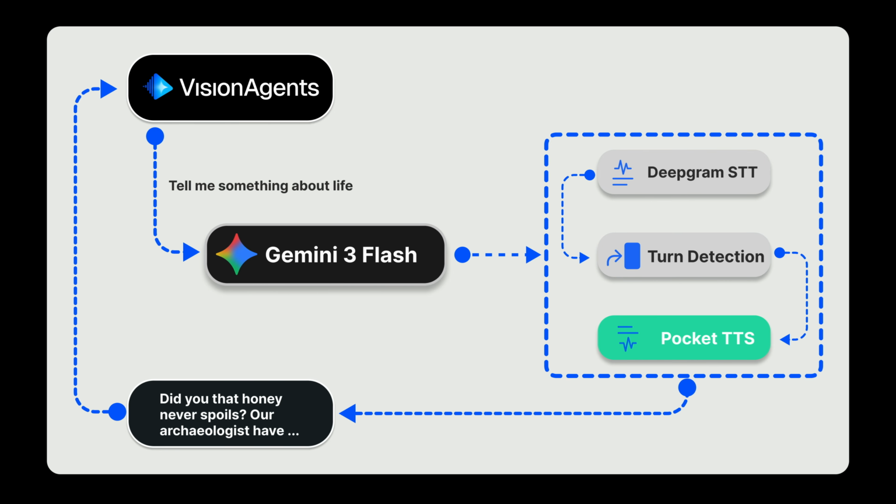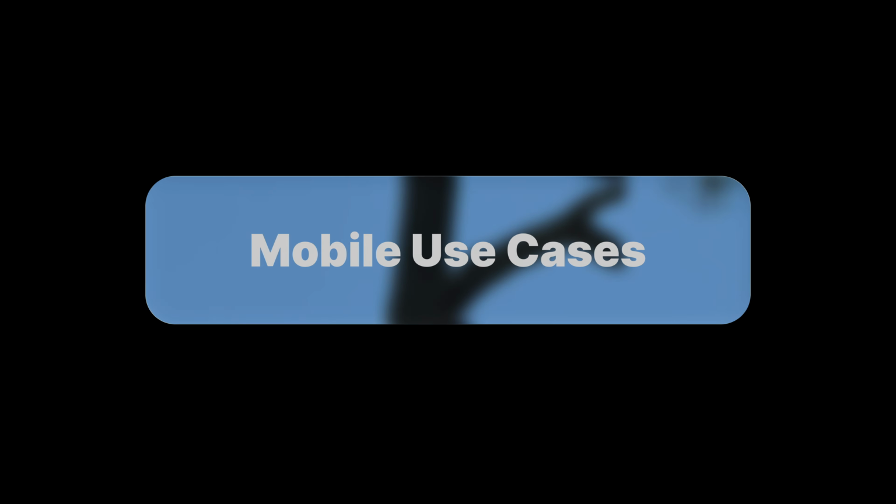Finally, the pocket-tts model converts the transcribed text back to speech, which users hear as response from the voice agent. The Pocket TTS model has the following features and benefits. Since it has only 100 million parameters, it requires no GPU to run. And since it is small, it can easily be implemented for mobile use cases.